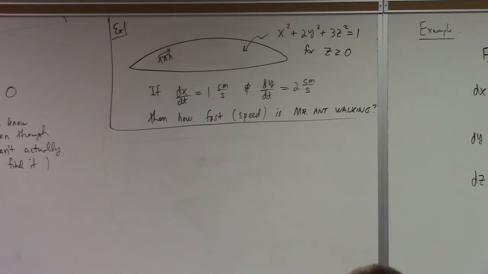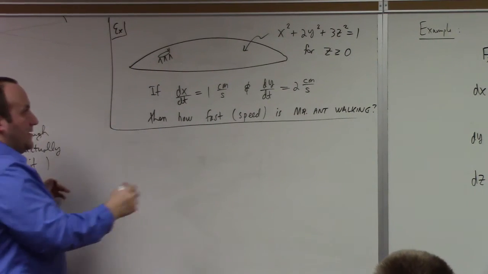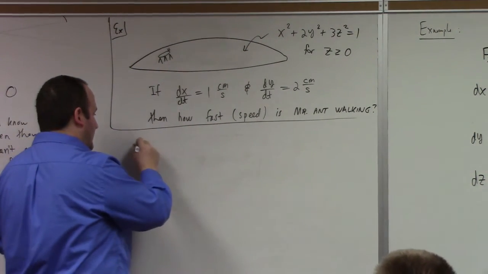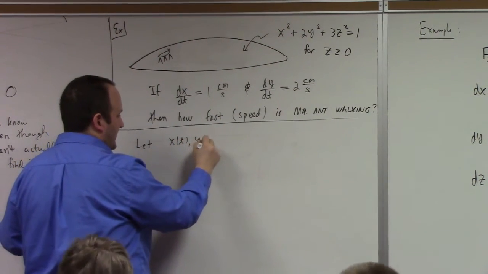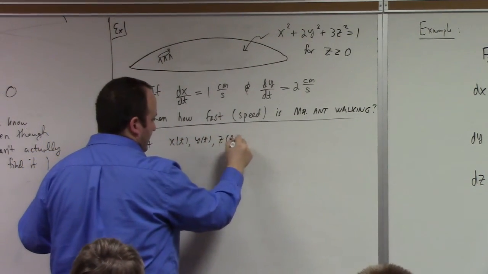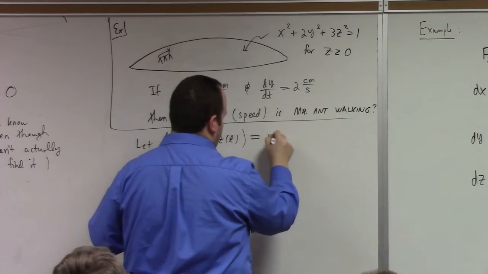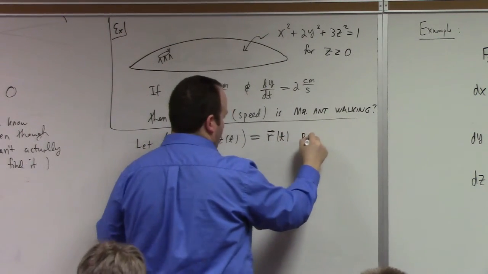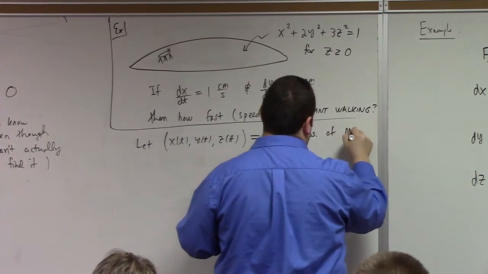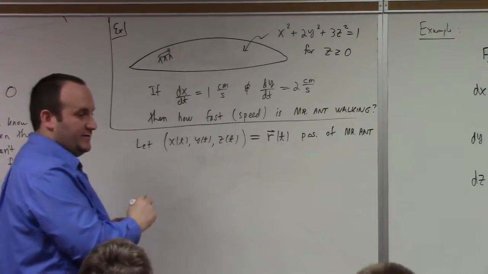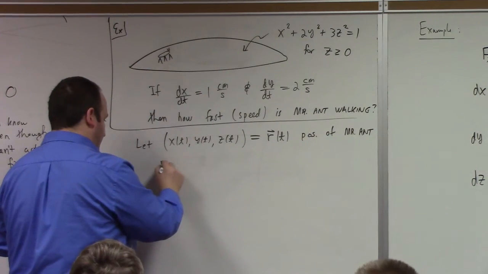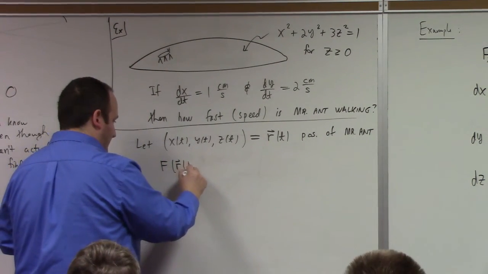So at this point, I just kind of left the partial differentiation discussion we've been having today and I'm shifting gears a bit here for an example. So let's let x of t, y of t, z of t equal the position of Mr. Ant, right? What do we get to say? We get to say that f of r of t is equal to what?